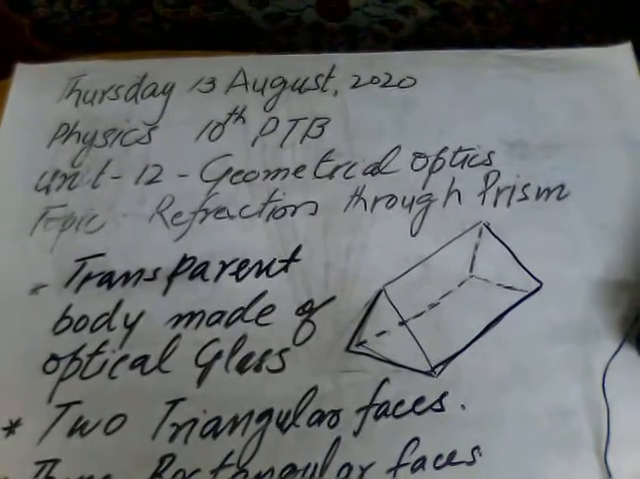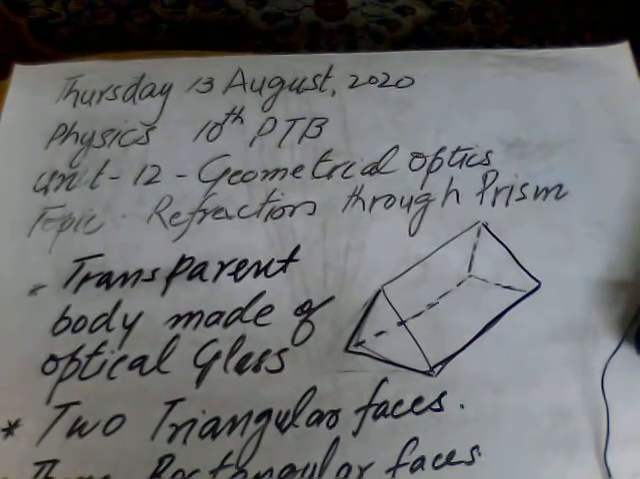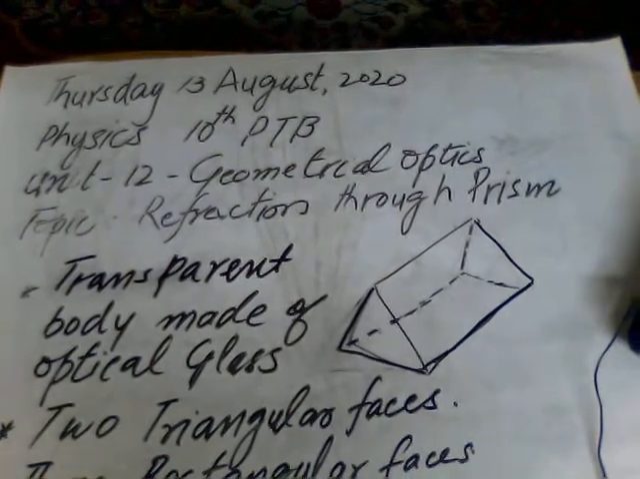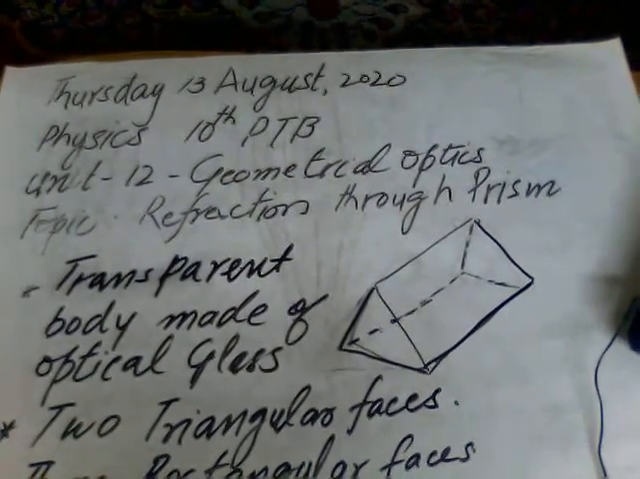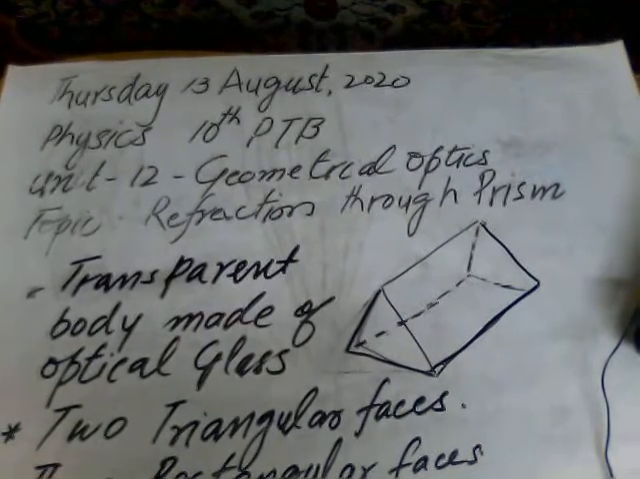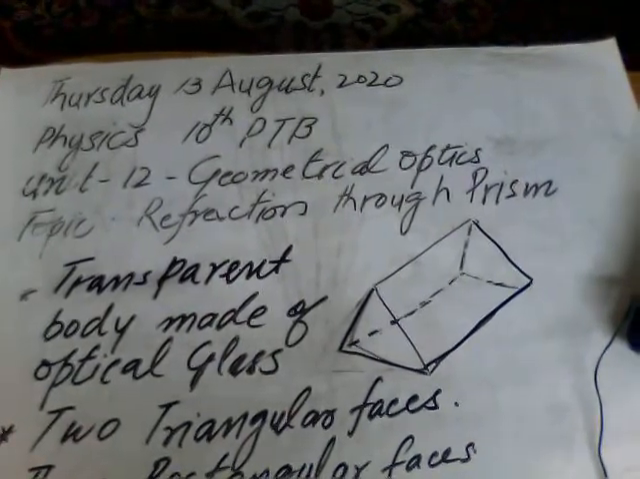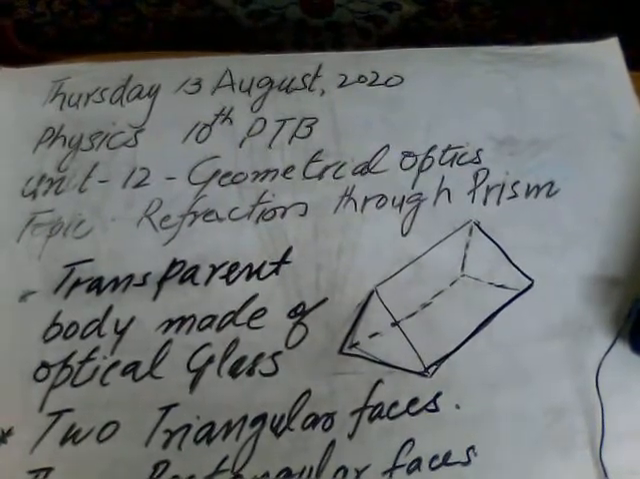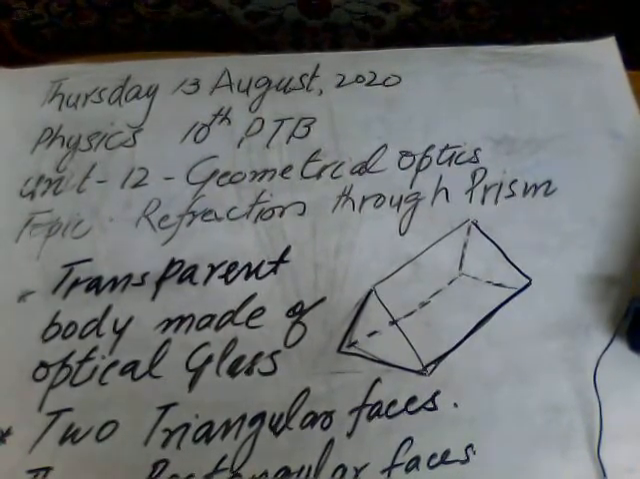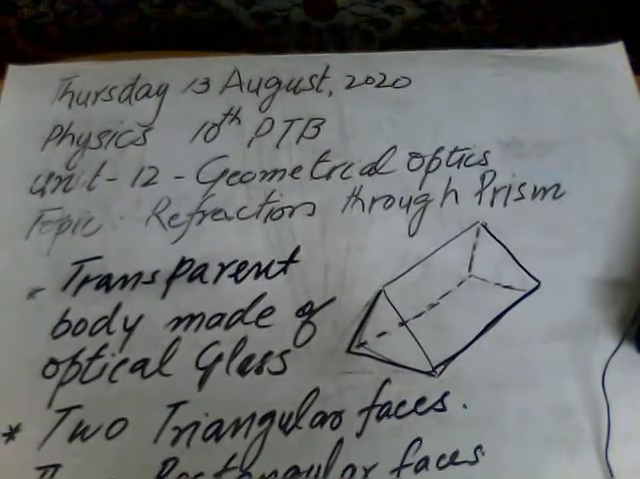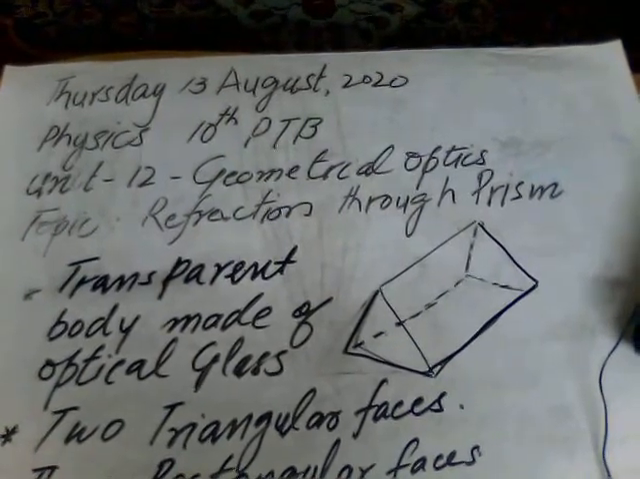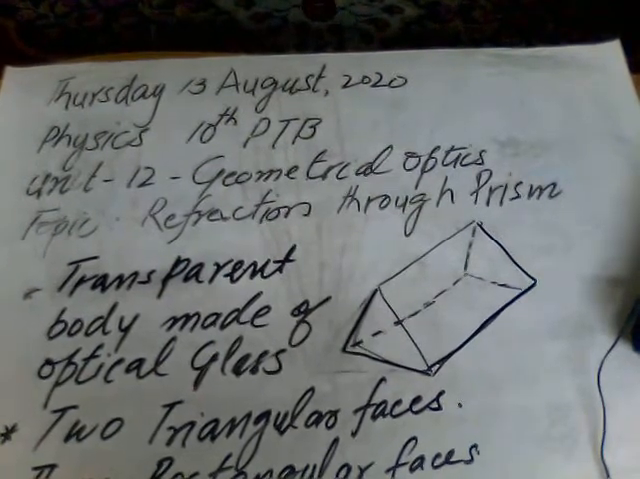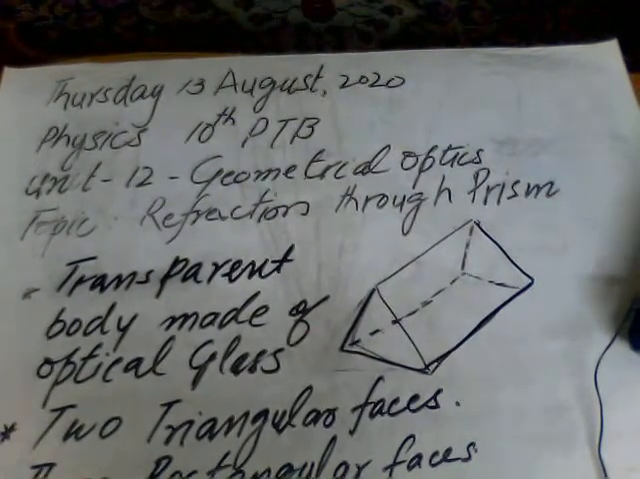Today, Thursday, 13 August 2020, Physics Class 10 PTB, Unit 12 that we have already started, Geometrical Optics, and the topic is refraction through a prism.